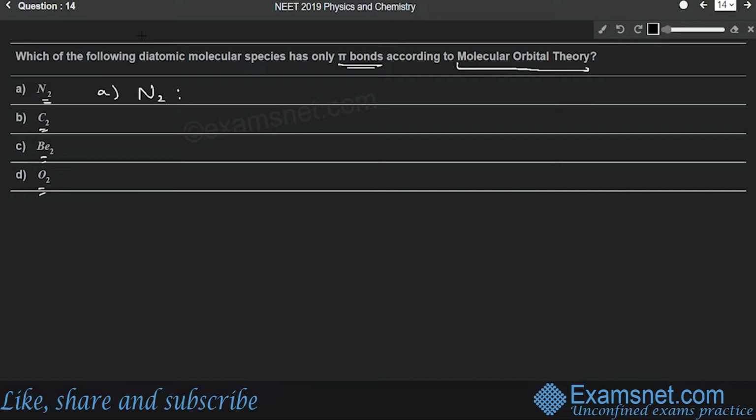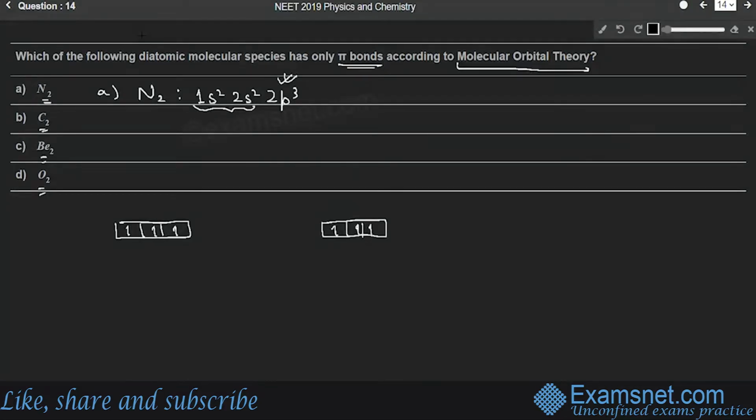What is the electronic configuration of nitrogen? It is 1s2, 2s2 and 2p3, right? Now we have to fill these electrons. So we know that the s orbitals are completely filled. So we'll consider the p orbital only while filling the electrons. So we have 2p3, that means 3 electrons this side and 3 electrons this side.